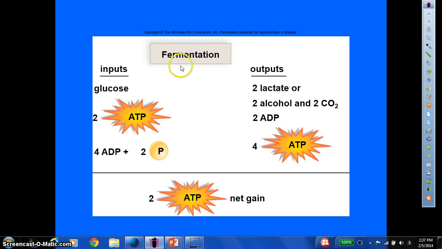So this chart looks at fermentation. In fermentation, we put in glucose and 2 ATP and 4 ADP and 2 phosphate. The outputs, however, are either lactate or lactic acid, or alcohol and carbon dioxide, 2 ADPs and 4 ATPs. Again, a net gain of 2 ATPs.